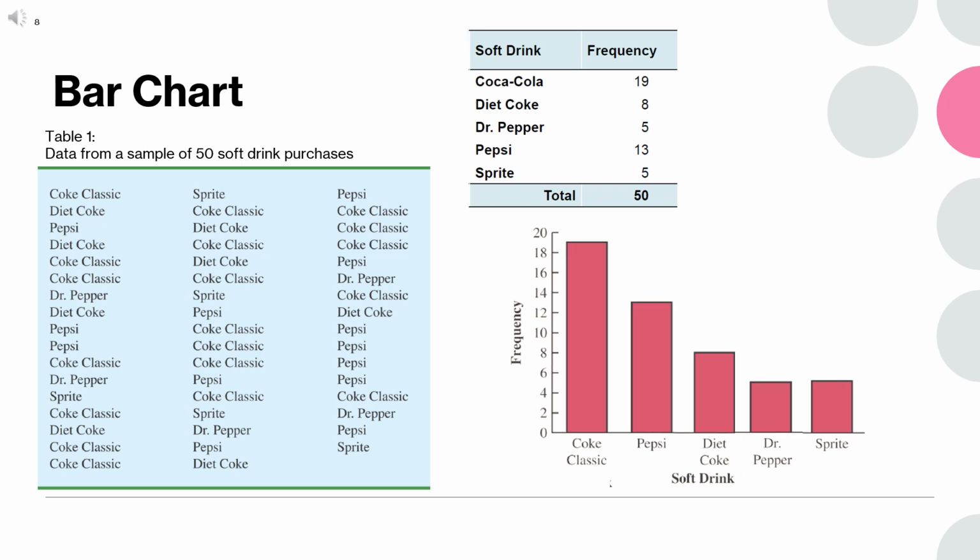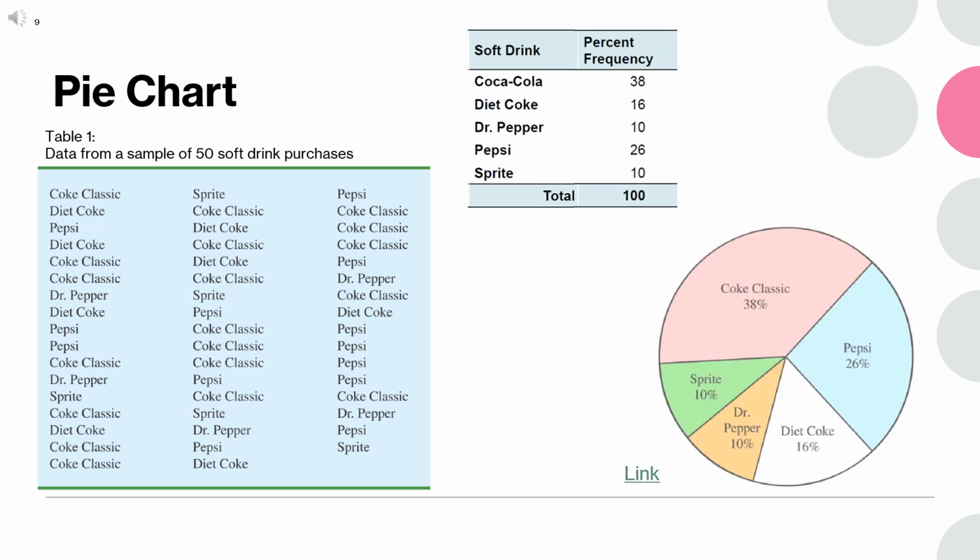We can further enhance this bar graph by ranking the items according to the quantity sold. A pie chart is a circular statistical graphic that is divided into slices to illustrate numerical proportions.